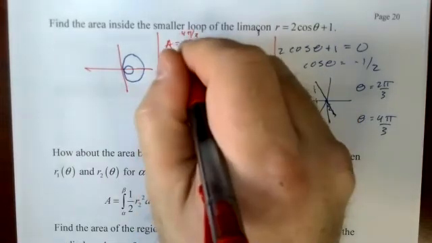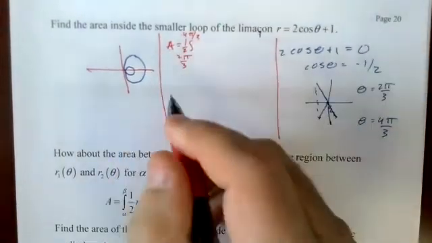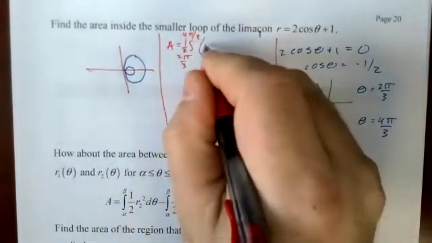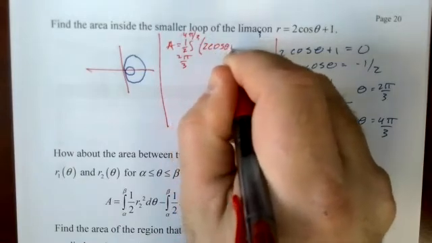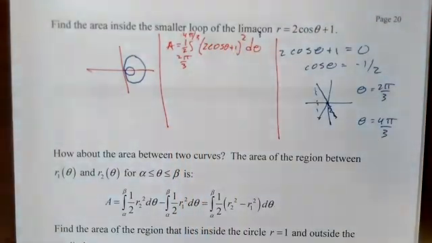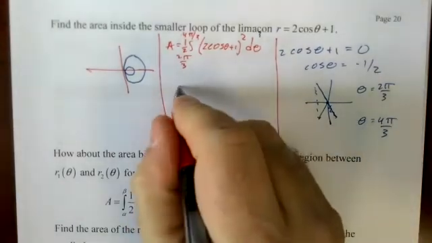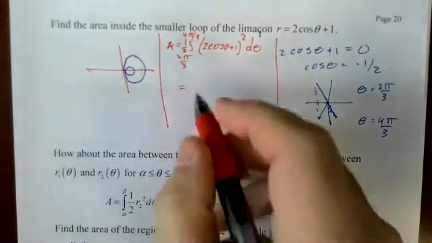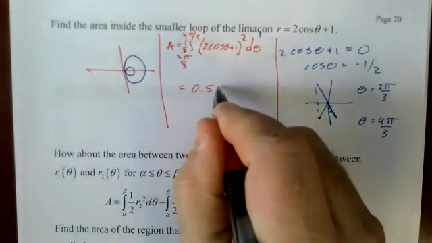There's a 1/2. I'm going to throw it out front. You know me and my throwing it out front. And then it's just this 2 cosine of theta plus 1 squared d theta. Only an insane person would try and do this by hand. Okay, yeah, I used to do it, but no, let's just blast it out on a calculator.